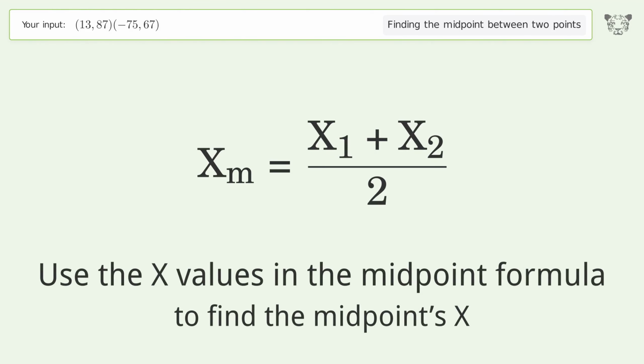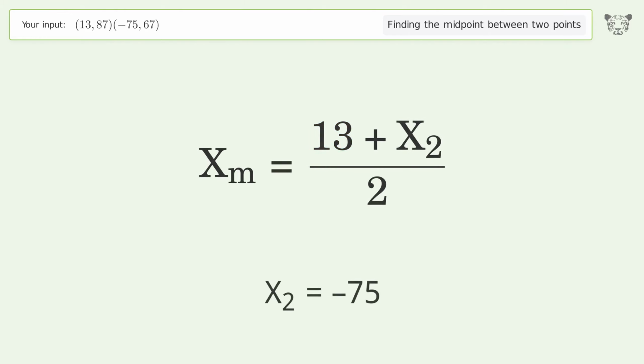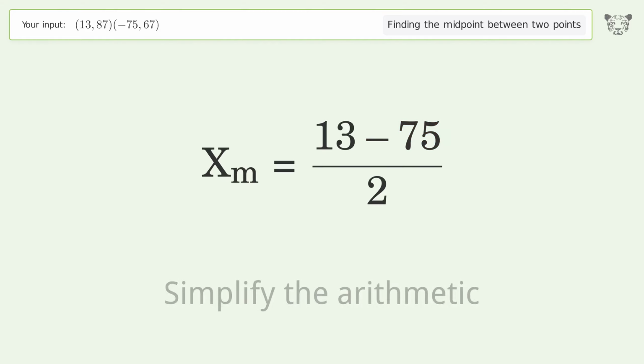Use the x values in the midpoint formula to find the midpoints x. x1 equals 13. x2 equals -75. Simplify the arithmetic.